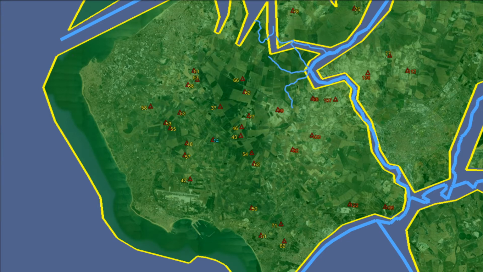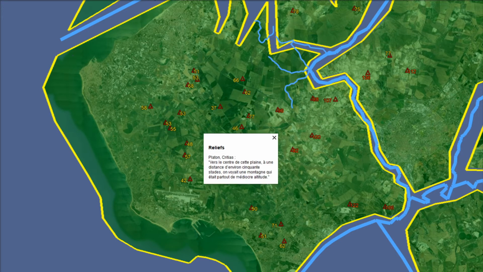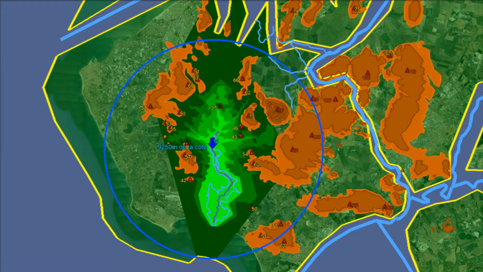We can now register the main summits on the island. These, in the center of the island, are around 60 meters, without exceeding 80 meters. Towards the east of the island, we reach the maximum of 120 meters. We then reproduce the contour lines every 5 meters, or 10 meters depending on the available precision. Plato specifies in the Critias, "Towards the center of this plain, at a distance of about 50 stadiums, or 9,250 meters, you could see a mountain that was everywhere of mediocre altitude."